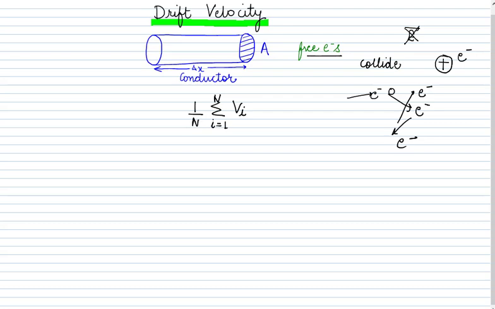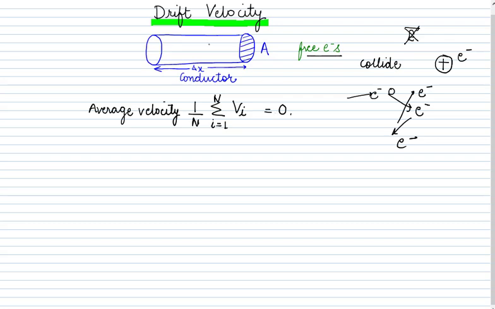To take their average velocity, we take the total velocity and divide it by the number of electrons, which is n. Then we have the average velocity. The average velocity of all these free electrons moving within the conductor comes out to be 0, right? That means all the free electrons are moving, but since they are moving in random directions, their net or average velocity comes out to be 0.